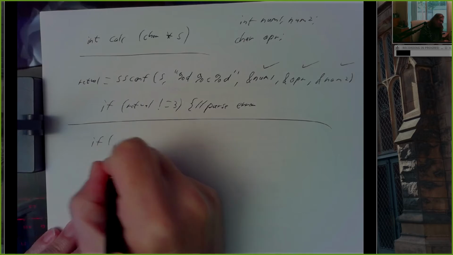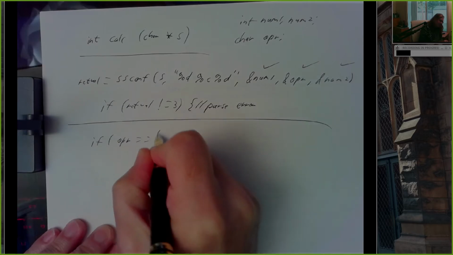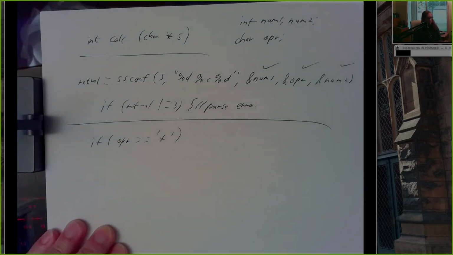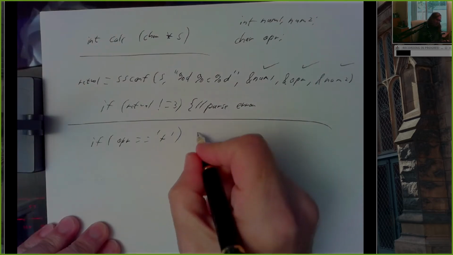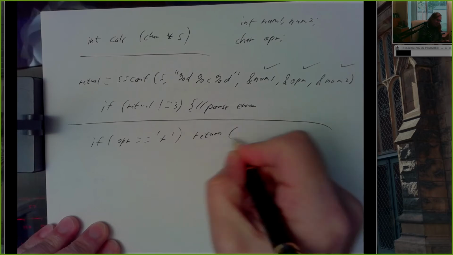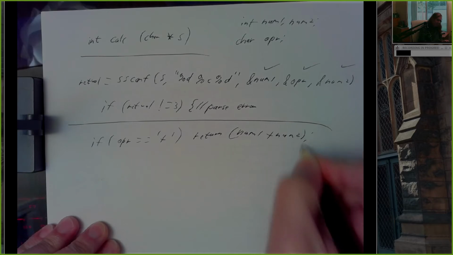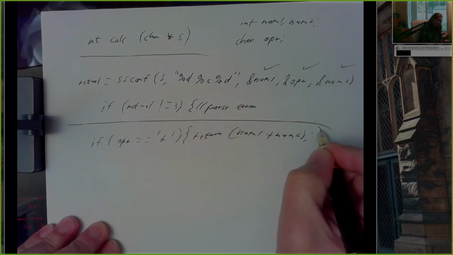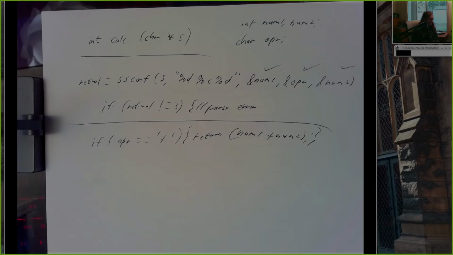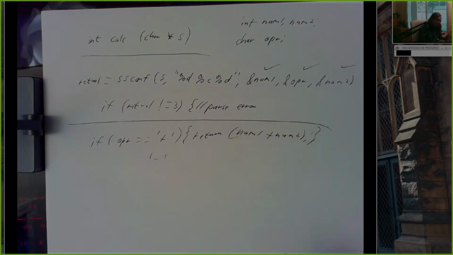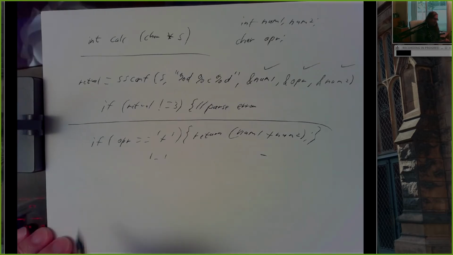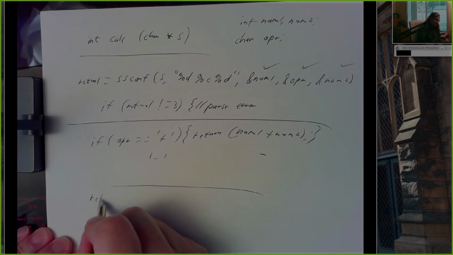So we could do something like, if this operator is a plus, then what do we want to do? We want to add your two numbers together, num1 and num2, so we could return num1 plus num2. If your operator was equal to a minus, then we want to return num1 minus num2, and so on and so forth. And if it doesn't match any of these, that's another error.